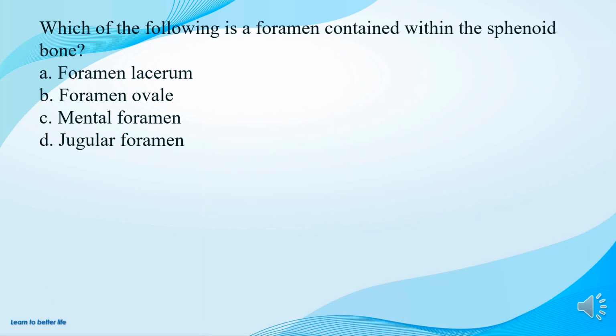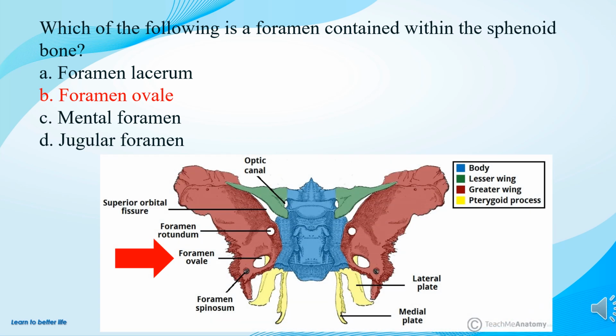Which of the following is a foramen contained within the sphenoid bone? A. Foramen lacerum. B. Foramen ovale. C. Mental foramen. D. Jugular foramen. The answer is B. Foramen ovale.